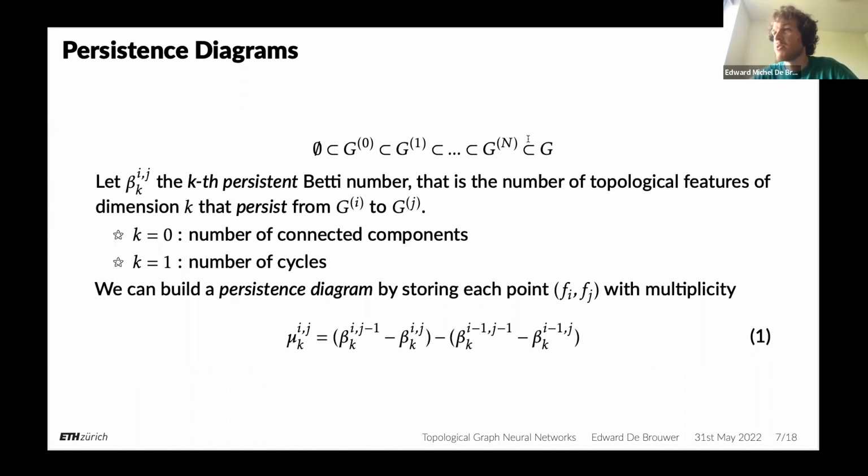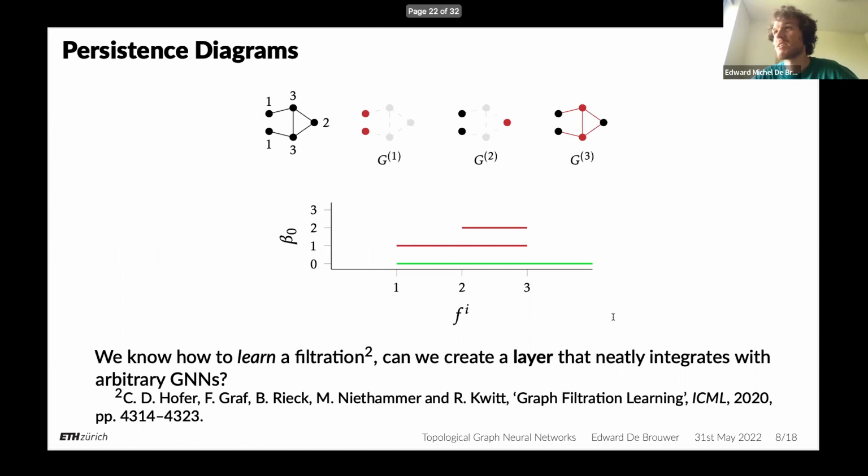And you can then build a persistence diagram by storing each point, basically (f_i, f_j), which corresponds to different thresholds of your filtration functions in the graph, with some multiplicity, which will be given by this function. What this amounts to doing, just to give a better impression, is that if you have a graph filtration like this, you're going to count, for instance, at graph 1, what is the Betti number? So here we're going to check the Betti number 0, so the number of connected components.